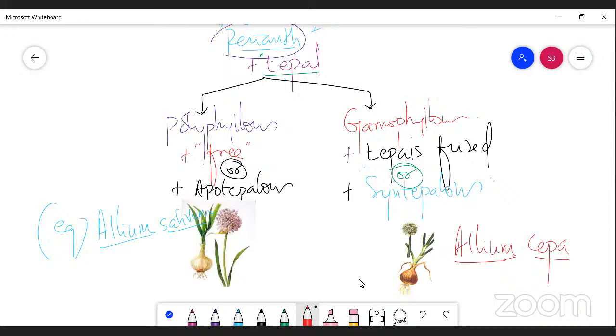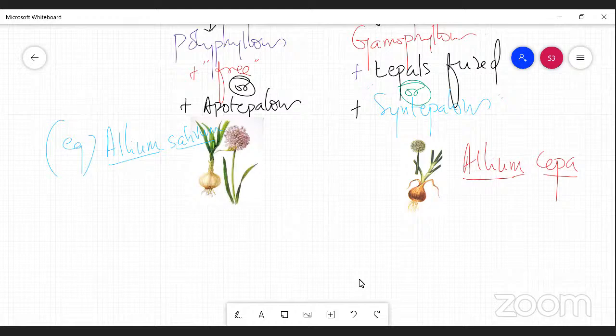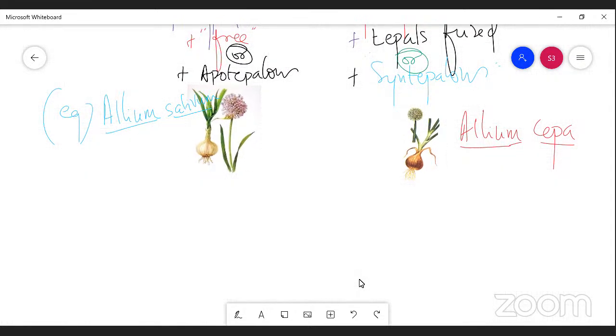Based on the fusion of tepals, it is either polyphyllous or gamophyllous. Polyphyllous is known as apotepalous. For that, I have given the example Allium sativum, in which the tepals are freely originated, whereas gamophyllous is also known as syntepalous. For that, I have given the example Allium cepa, in which fused tepals are formed, right? So that is an example of gamophyllous and polyphyllous.